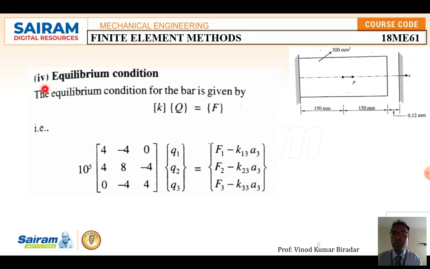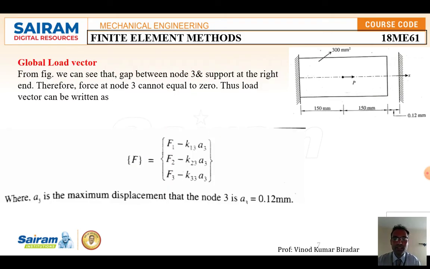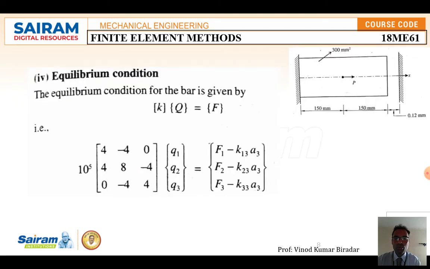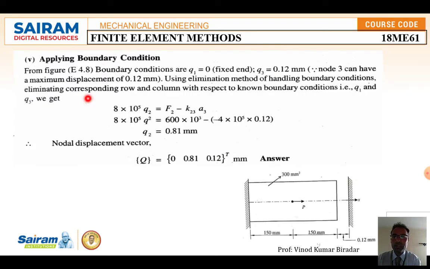So the equilibrium condition, what is the formula? KQ is equal to F. Substitute the global stiffness matrix, Q value and the force value which is there in this. Then again you simplify this and apply the boundary condition here. Here node 1 and node 3 are fixed, so delete the first row first column, and the third row third column, remaining is this second element. This one is the remaining element. So 8 into 10 to the power of 5 Q2 is F2 minus K2 A3. A3 also we know, substitute all the values, you are going to get Q2 is equal to 0.81. So this is the displacement.